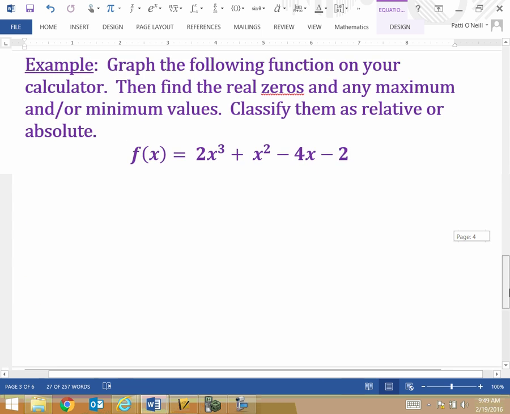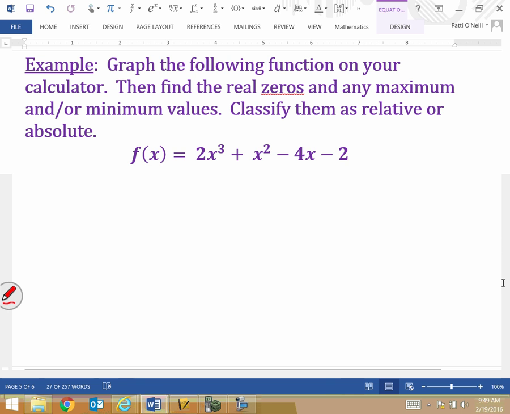This one example says graph the following function on your calculator. So we're going to do that together. Then find the real zeros and any maximum or minimum values. Classify them as relative or absolute. So let's see what we can even do before we reach our calculator, because it would be awesome if we could just have a conversation about the function first.